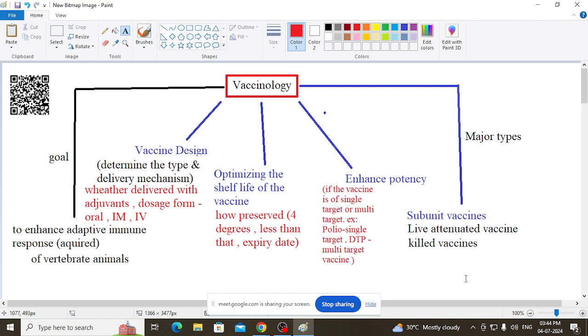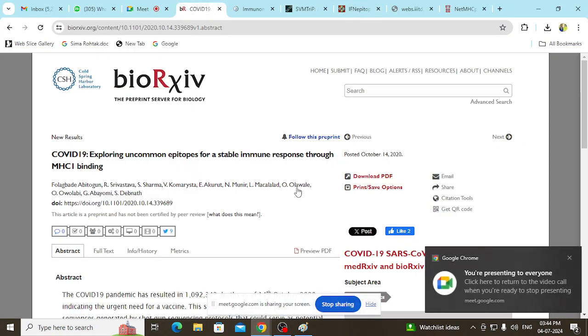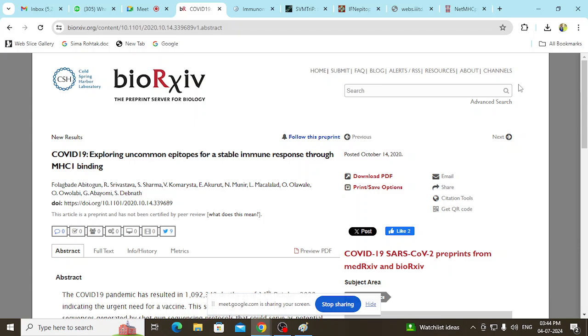Okay, so today we will discuss multiple different things. Let me give you this particular research project. I guess I'm audible. Here we were given a task to identify some uncommon epitopes in order to make a vaccine which will strongly bind with MHC1. Okay, so this should be discussed first.